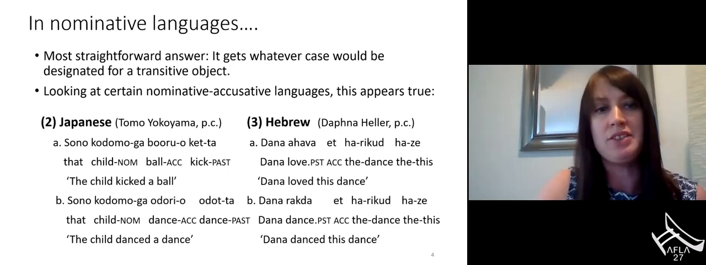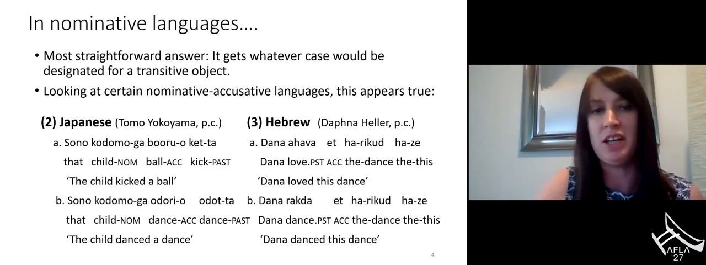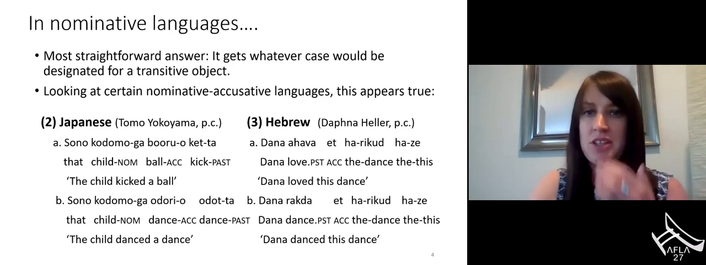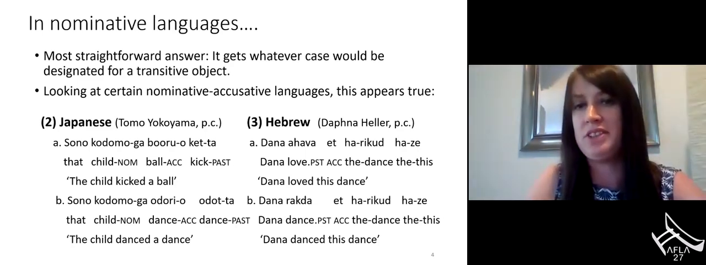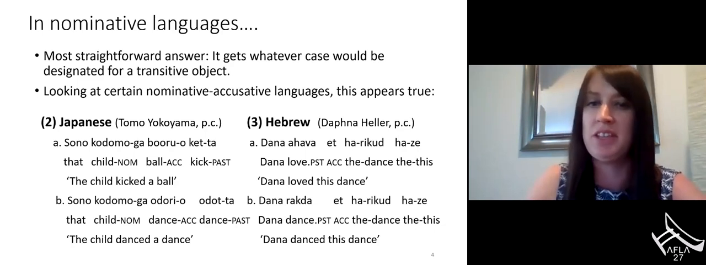In the Japanese in 2, we have the child kicked a ball, a prototypical transitive in 2a, and the ball has accusative case. And in 2b, the unergative object dance, as in the child danced a dance, also has accusative case. And we see the same pattern in Hebrew. Dana loved this dance in 3a. The dance has accusative case. And then when this dance is an unergative object, as in 3b, Dana danced this dance, it also has accusative case.